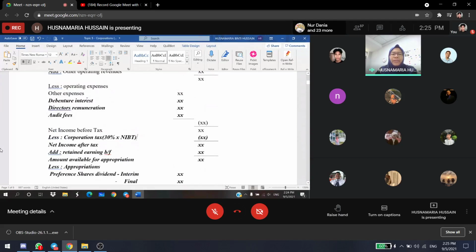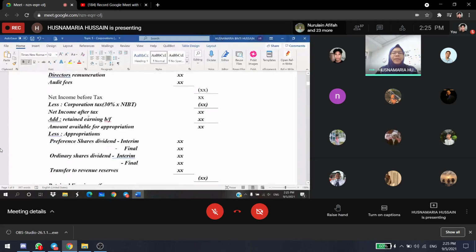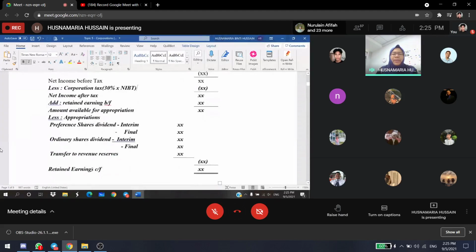Okay, the differences are here under the expenses. You have these three: debenture interest, directors remuneration, and audit fees. These three are not the expenses in sole proprietorship and partnership, only in company. And then, okay, this appropriation part.